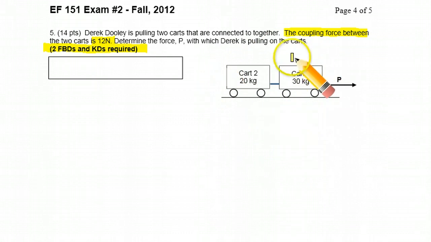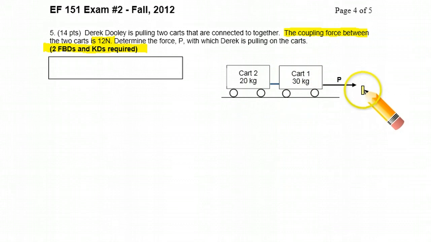I can draw a free body diagram of the whole system, which is probably what I want to do at the end. I can draw a free body diagram of the second cart. That's going to have just the coupling force in it. I can draw a free body diagram of the first cart. So that would have the pulling force, which is unknown, and the coupling force and an acceleration.